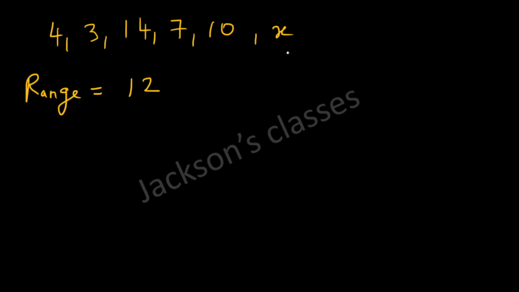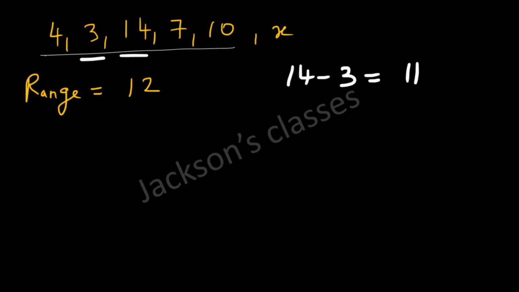Now if we don't take into consideration x, among the remaining 5 values over here, the greatest one is 14 and the least one is 3. So the range among the others is equal to 14 minus 3, which is equal to 11. But over here, notice that it's given that the range is equal to 12, right? So x either has to be greater than the smallest one by 12, or it has to be less than the greatest one by 12, right?